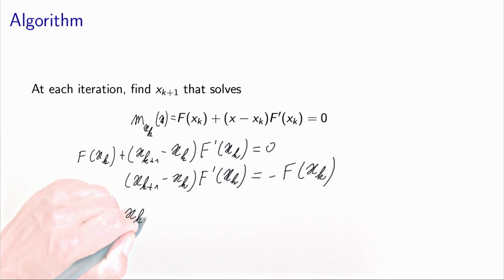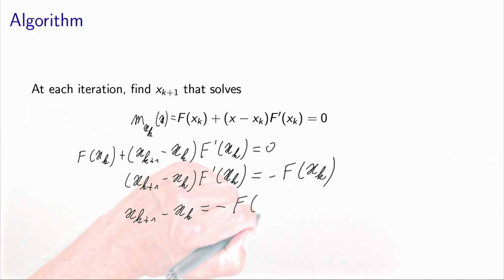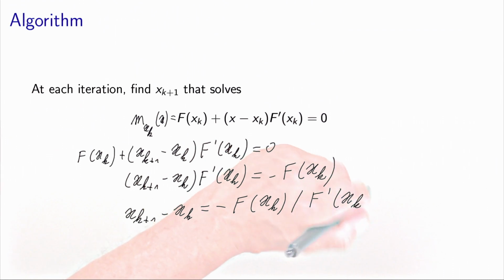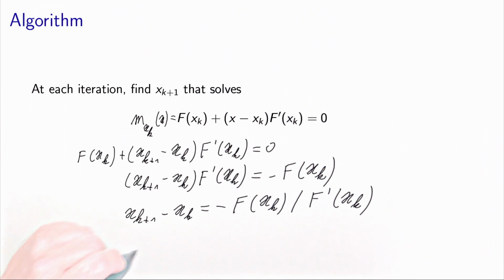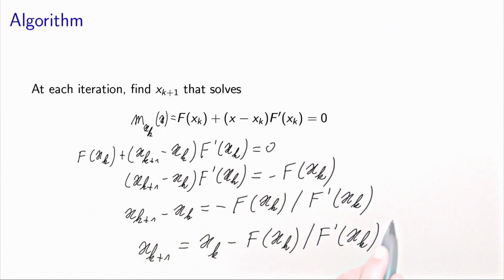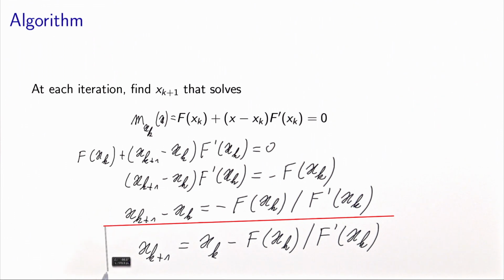So we have xk plus 1 minus xk equals minus f of xk divided by f prime of xk. And finally, I move the xk to the right part, and I obtain the definition of the iteration, which says that xk plus 1 is equal to xk minus f of xk divided by f prime of xk. So this is the definition of an iteration of Newton's method. It is well defined if the derivative at xk is non-zero.